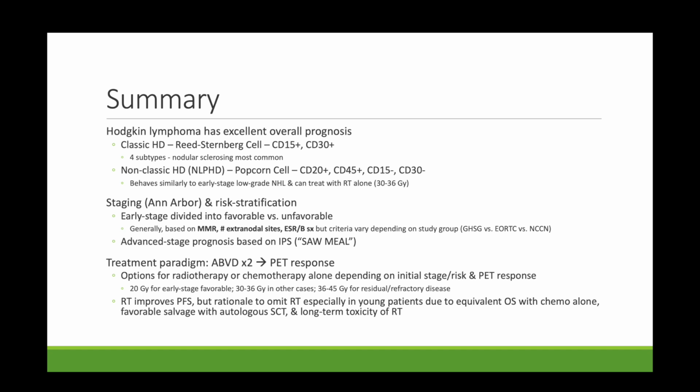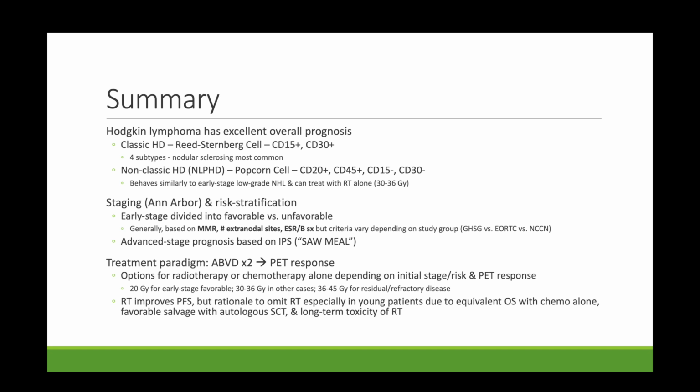Non-classic Hodgkin historically was thought of as nodular lymphocyte predominant Hodgkin disease, but it's actually being reclassified as a B-cell lymphoma. It's characterized by having a popcorn cell, which is CD20 positive and CD45 positive, but it's CD15 and 30 negative. It behaves similarly and it's treated similarly to an early stage, low-grade non-Hodgkin lymphoma. So oftentimes those are treated with just radiation alone at 30 to 36 gray.